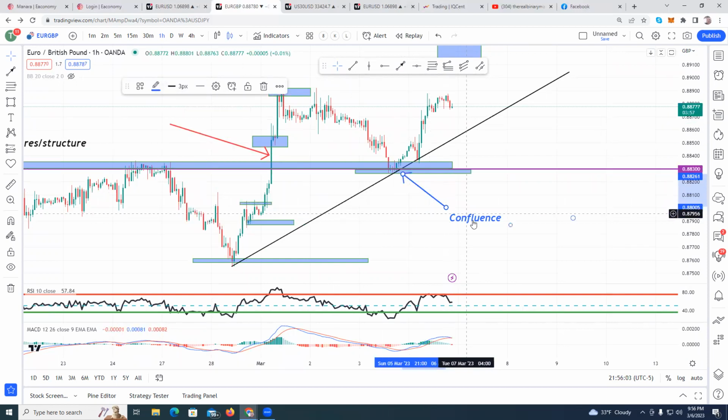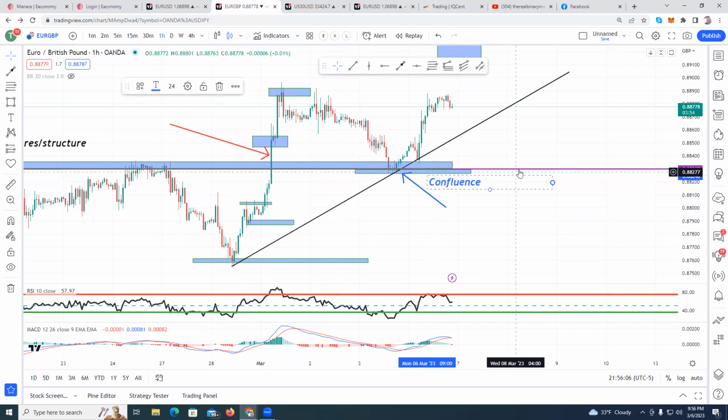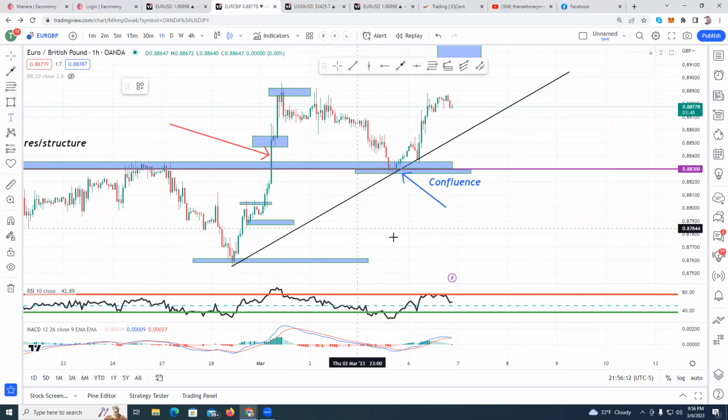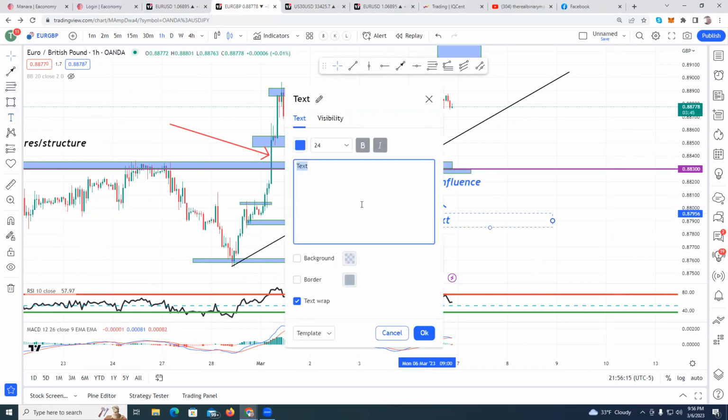Okay. Now we have confluence here, and the confluence is, if anybody could tell me in the chat, it would be awesome. For those of us that are new, take a look at this. We have our support retest area meet our uptrend support zone.